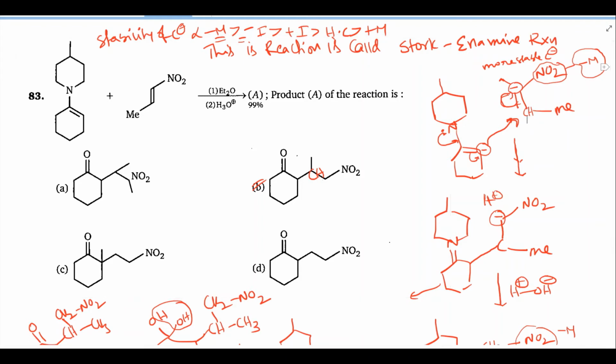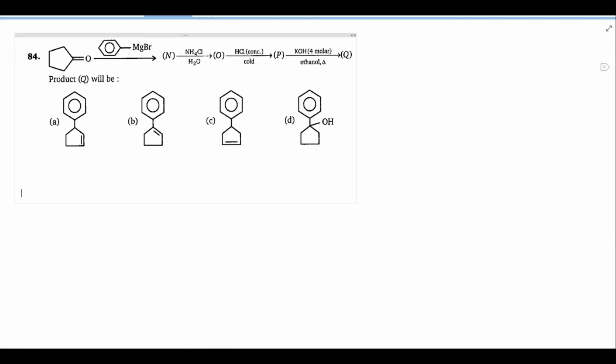This reaction is Stark enamine reaction. Yes, question number 84. So this is magnesium with positive charge. This is like a Grignard reagent. This is the Grignard reagent attacking like this, and it is shifted. Then you are going to get here.